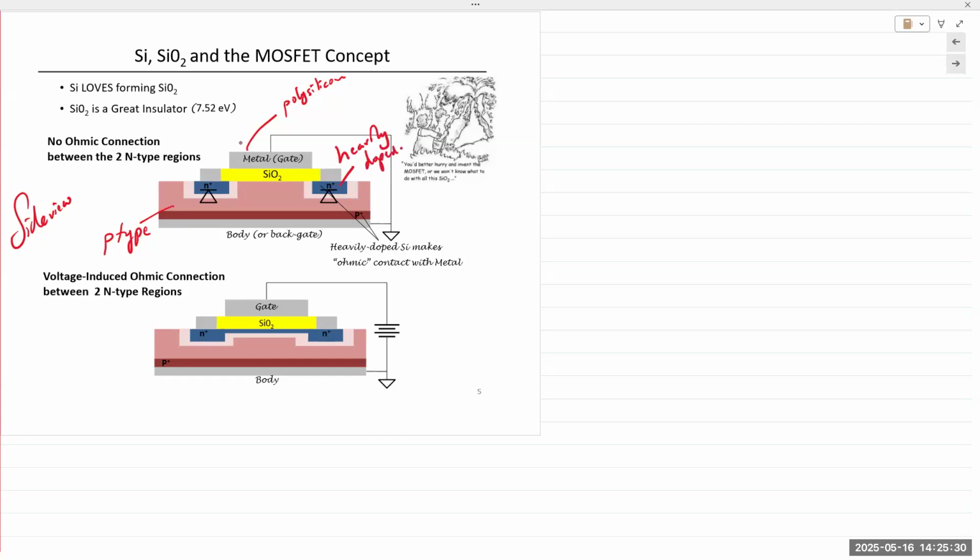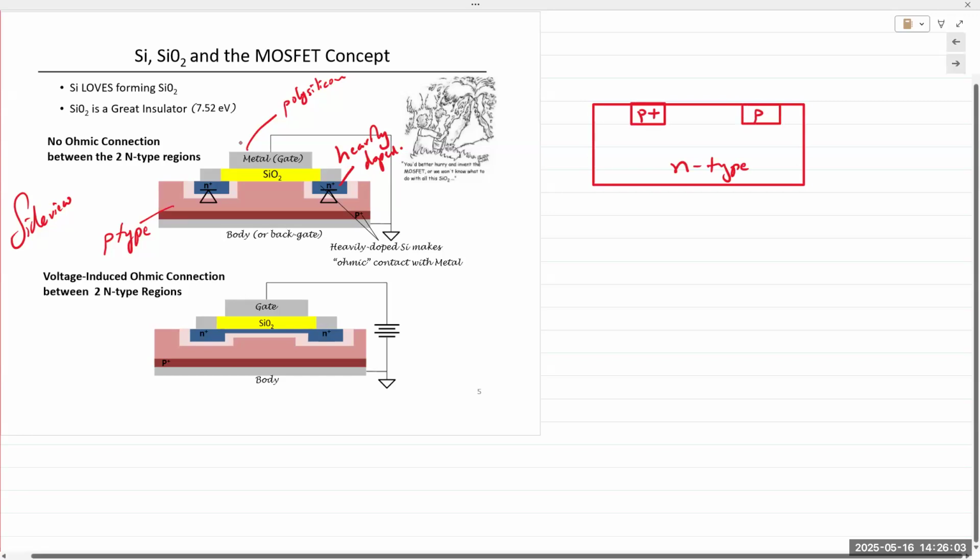These are heavily doped. If this was an N-type body or N-type material, then you would have heavily doped P-type material. So just as a quick note, if this was N-type, then we would implant P plus. The plus simply indicates heavily doped, right? P plus. That's not PT, it's just P plus.